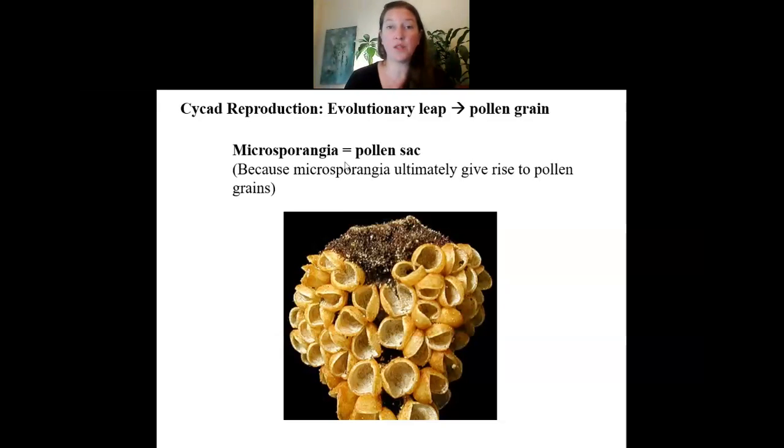So because now we're in the stage where plants have pollen grains, we can actually call the Microsporangia a pollen sac, because the Microsporangia is releasing pollen grains. And that's something I should mention.